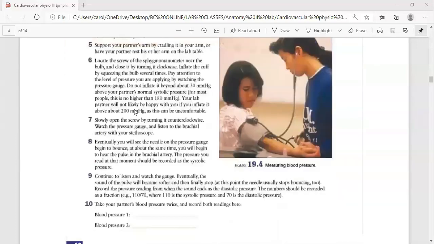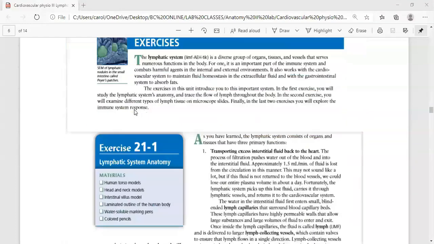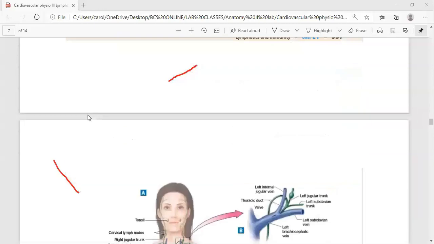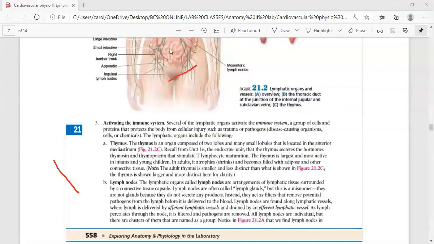Now let's keep going to the lymphatic system. The lymphatic system has three main jobs. Number one, transport excess fluid. Number two, absorb fat. Number three, it's going to activate your immunity.